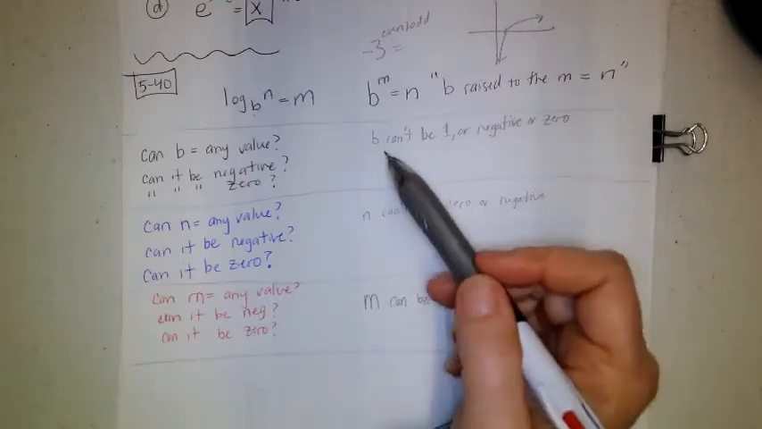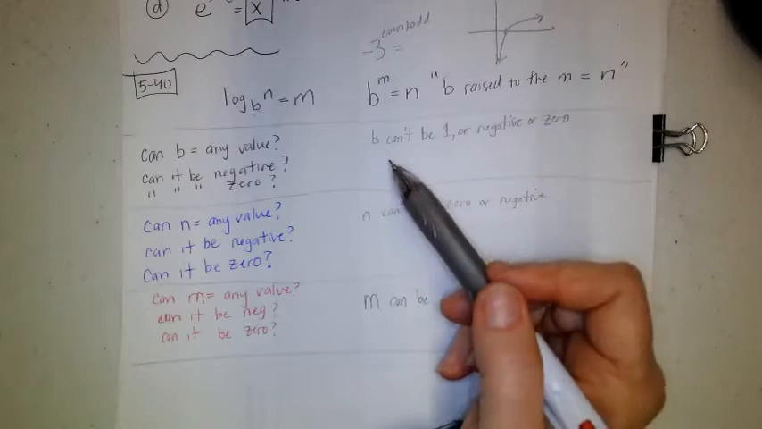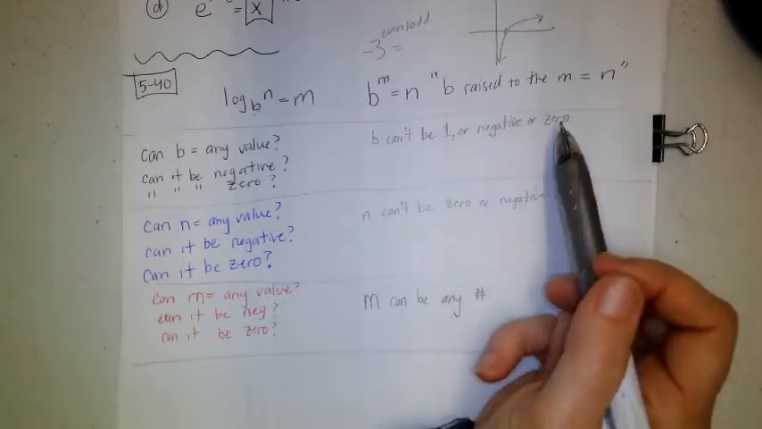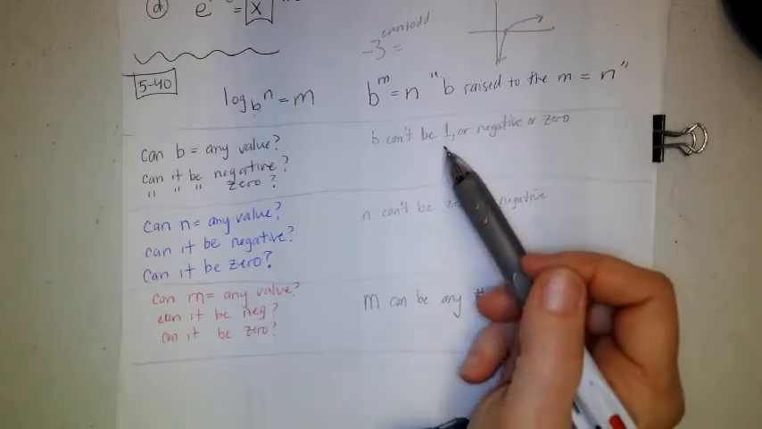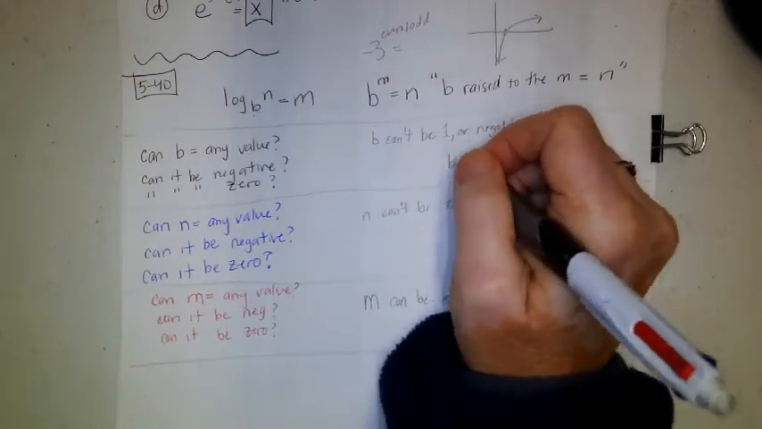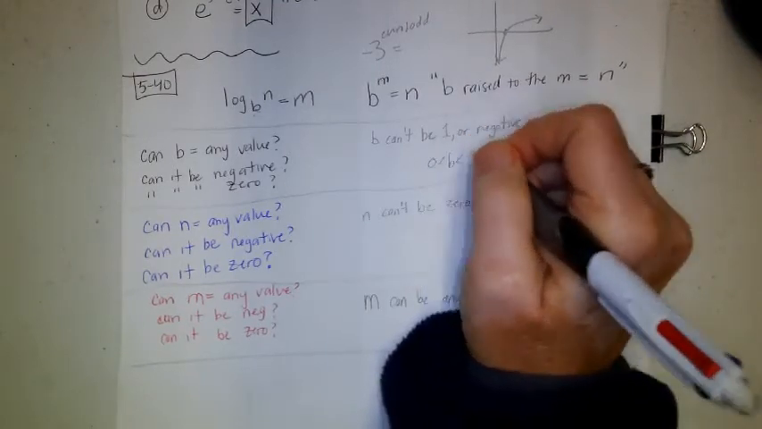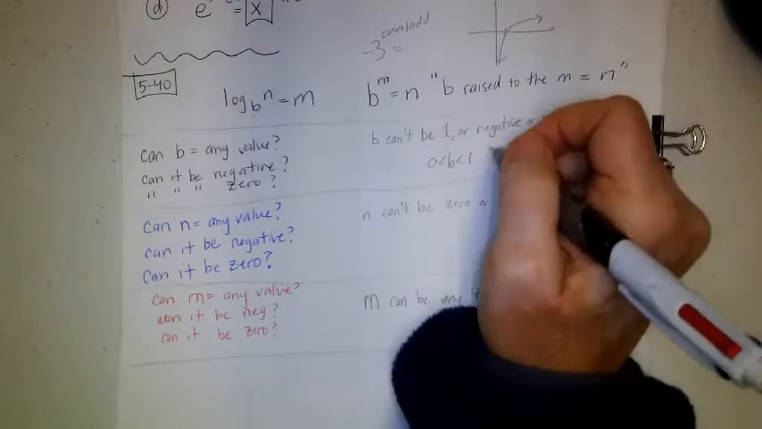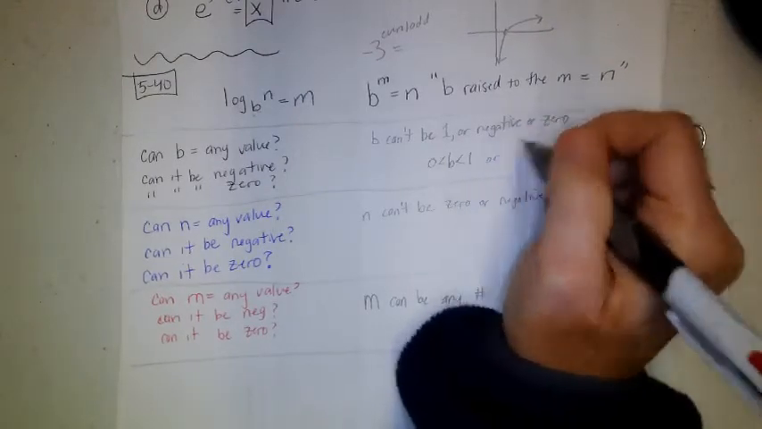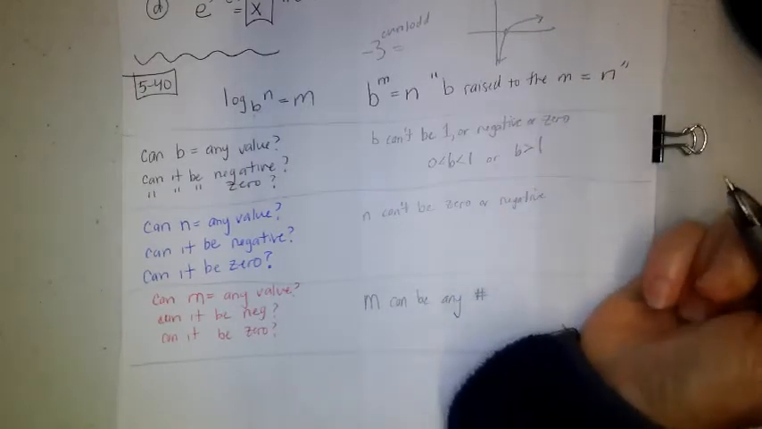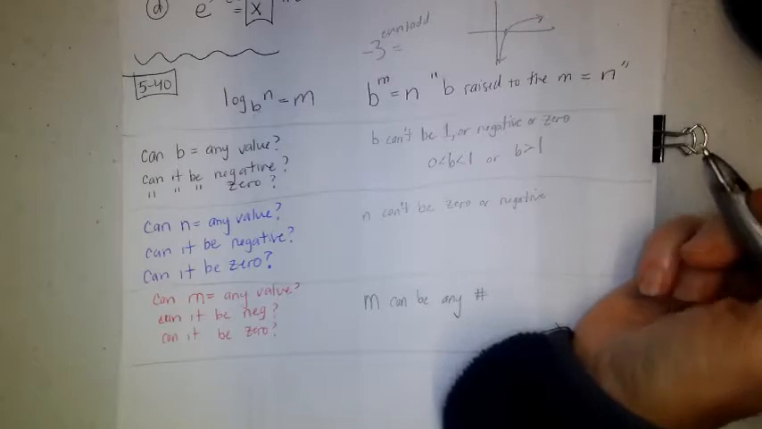So b can't be 1 or negative or 0. It can be between 0 and 1, like a fraction, or it can be greater than 1. It has to be a positive number, basically a positive number that's not 1. That's the deal with b.